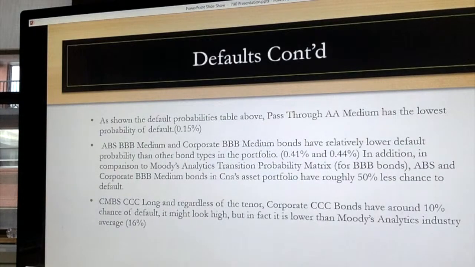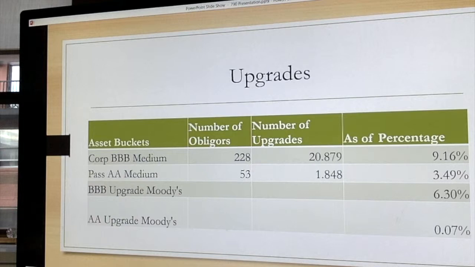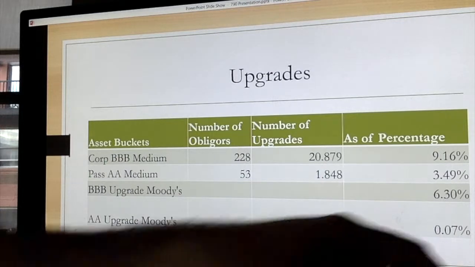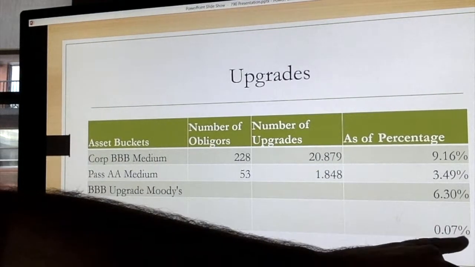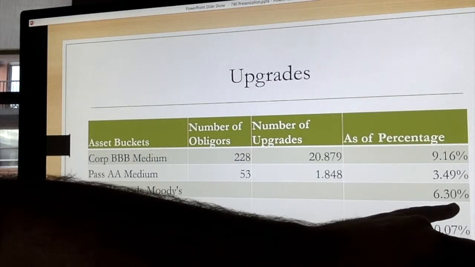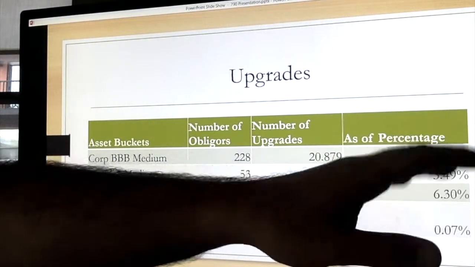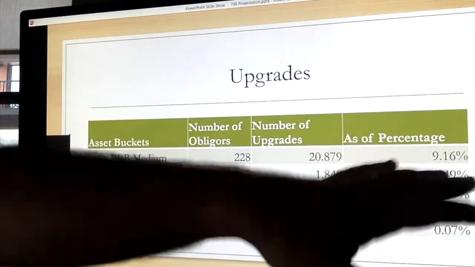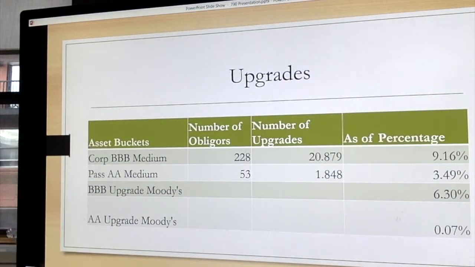The upgrades. The biggest market share in CNA's portfolio is the corporate triple Bs and AA pass-throughs, and this is the average number for BB, triple BBs, upgrades, and I ran that 10,000 times simulation. All numbers, even the Moody's and CNA portfolio, are based on the 10,000 trials.